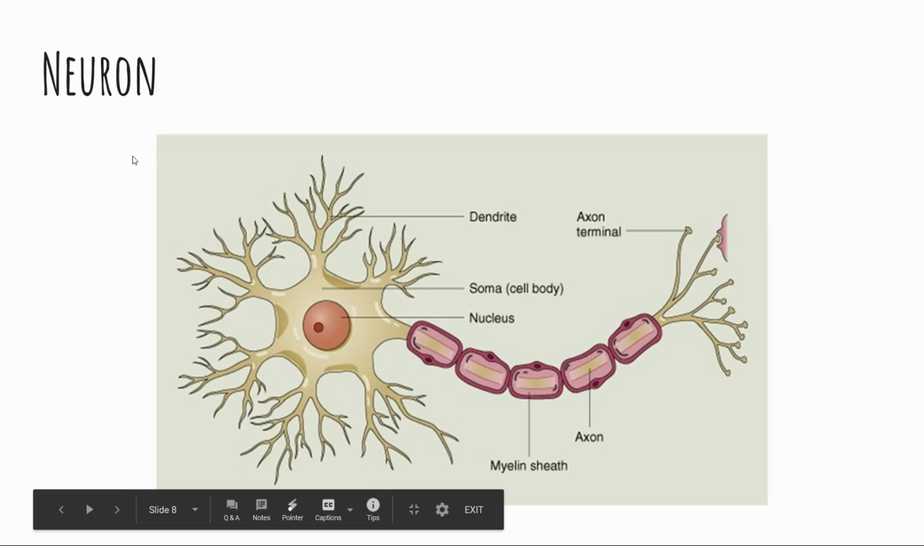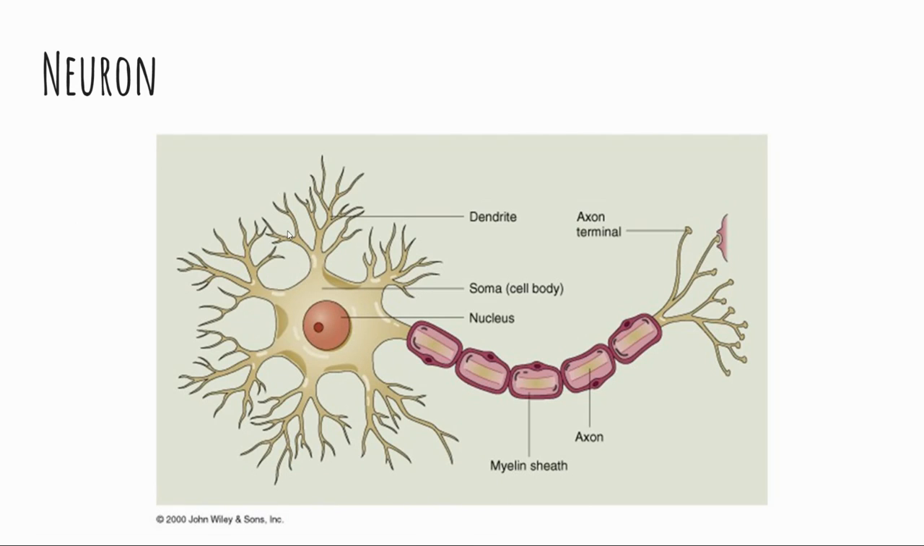The electrical message will come from the left of your screen to the right towards the dendrites, be interpreted in the nucleus, then sent through the axon as an electrical signal. Once it gets to the axon terminal, it's going to be sent across the synapse, which is to the next set of dendrites, and so on and so forth.